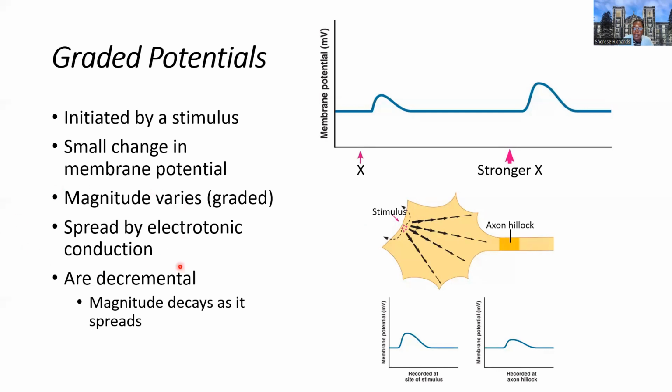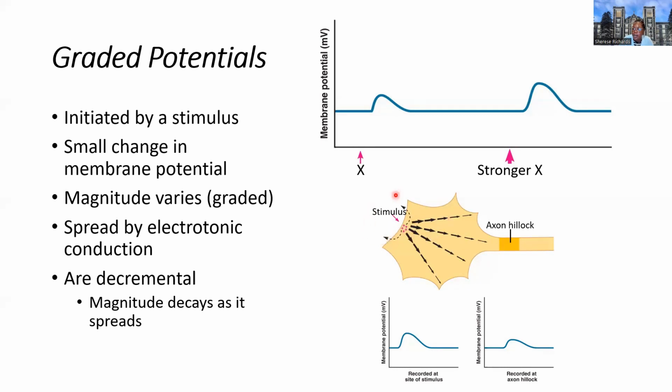They basically spread by electrotonic conduction, and this is where the electrical energy or stimulus moves from the point of where it's triggered further away by electrical conduction. So very similar to the way we have that electrical current moving in a wire, that is the same type of movement that we see as that electrical energy spreads from the point of stimulus more distal. They're going to be decremental. They're going to decay or dissipate as they move away from that stimulus.